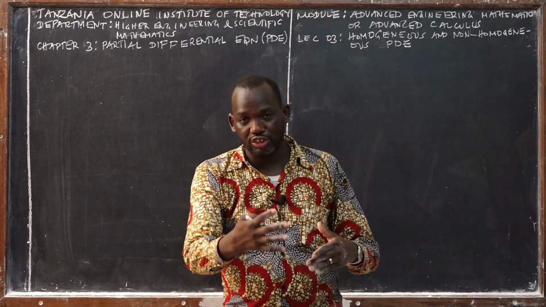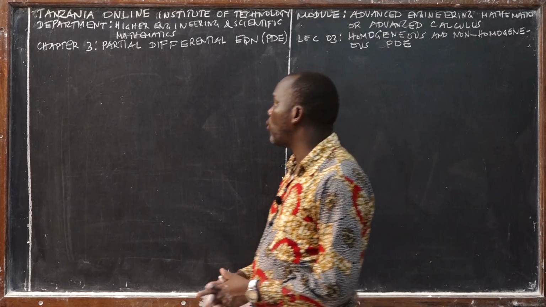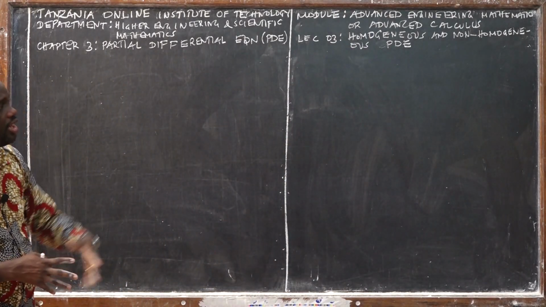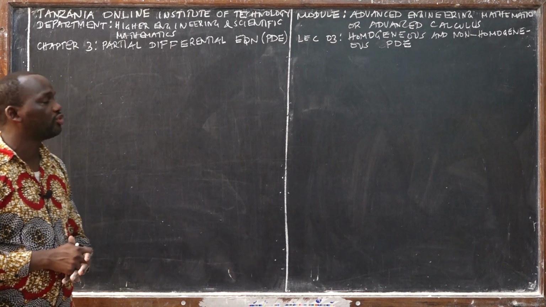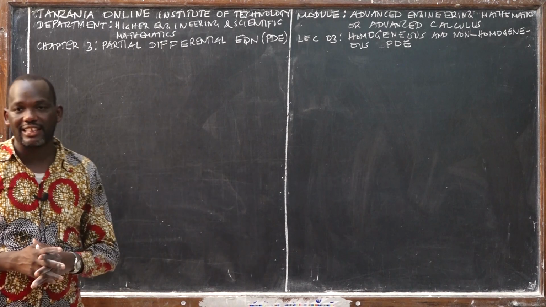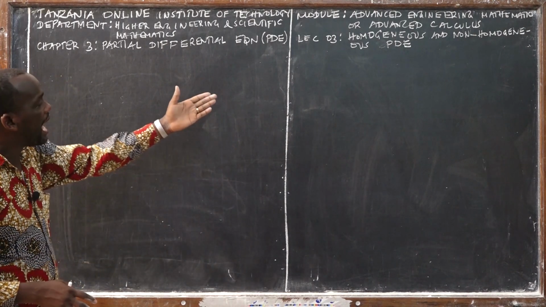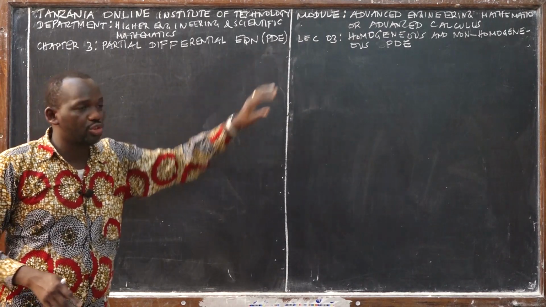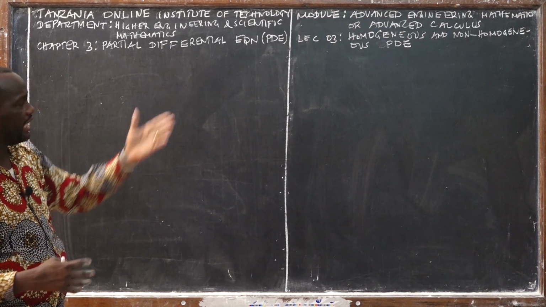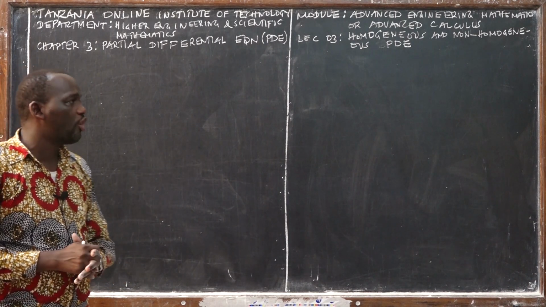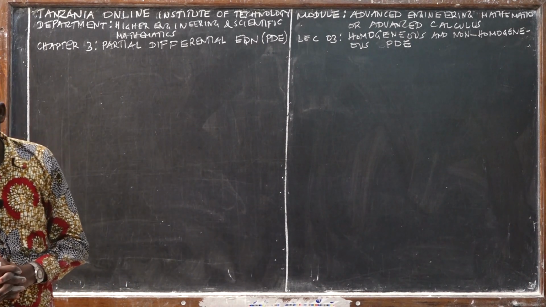We have a number of courses or number of modules. And one of the modules that we are teaching is called Advanced Engineering Mathematics, or in other departments, universities, institutions, and colleges, they call it Advanced Calculus. Today we are in chapter 3, called Partial Differential Equations, in short PDE. And the lecture that we are going to discuss is lecture 3, homogeneous and non-homogeneous partial differential equations.